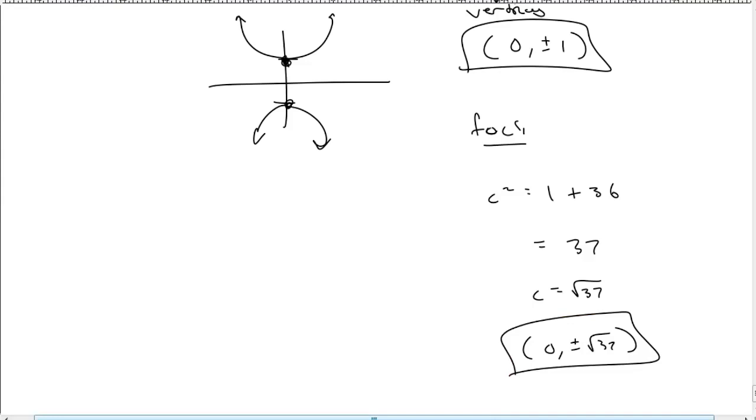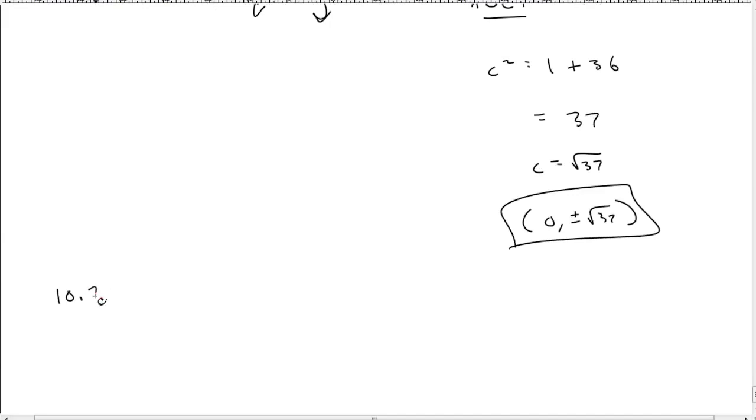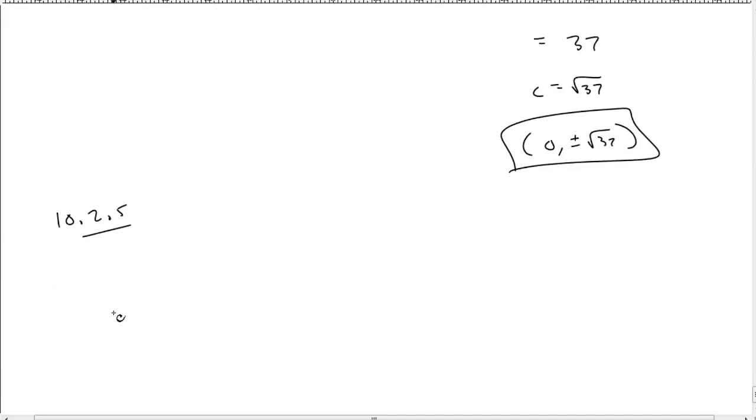Sorry, I was just getting mixed up there a little bit. So we got 10, 2, 5. They tell me my foci are 0 plus or minus 3. And they tell me that my vertices are 0 plus or minus 1.